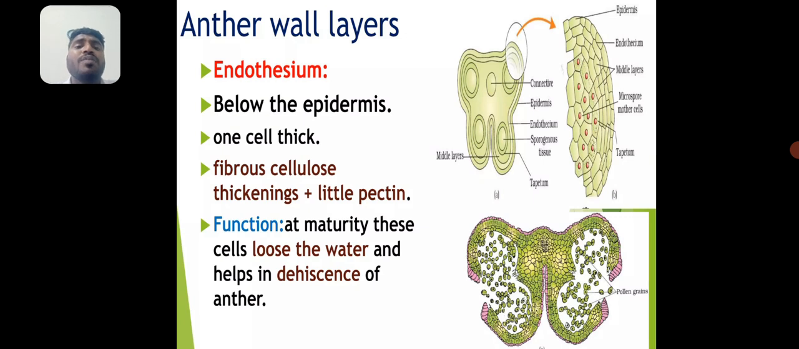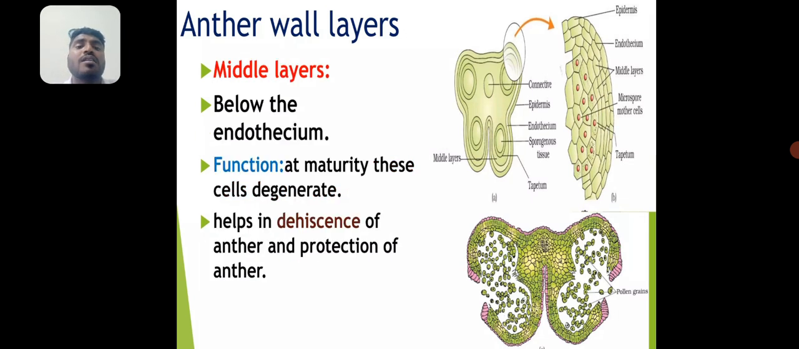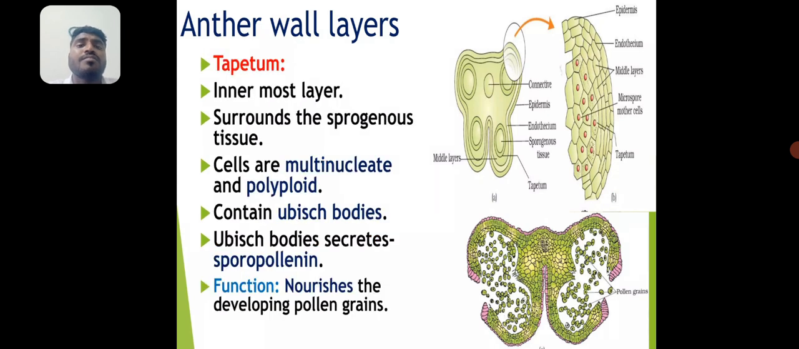Endothecium, below the epidermis, is one cell thick, with fibrous cellulose thickening plus a little pectin. At maturity, these cells lose water and help in dehiscence of the anther. Tapetum, the innermost layer, surrounds the sporogenous tissue. Its cells are multinucleate and polyploid and contain ubisch bodies. Ubisch bodies secrete sporopollenin. It functions to nourish the developing pollen grains.